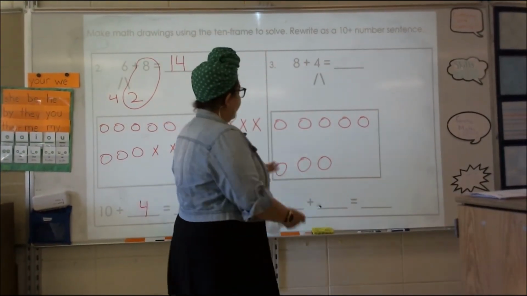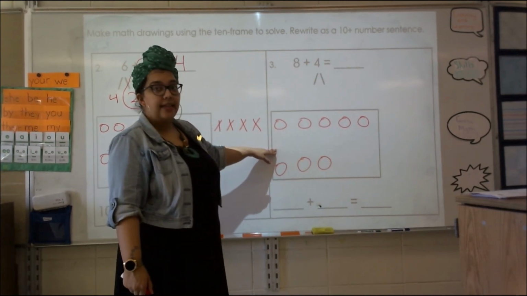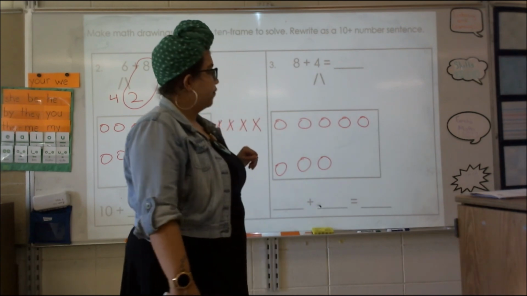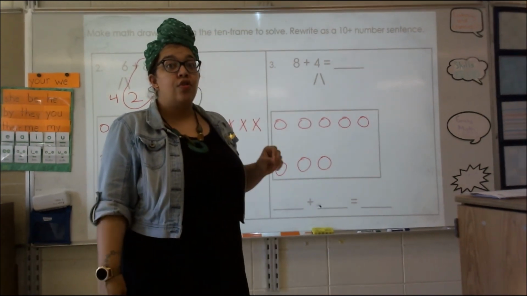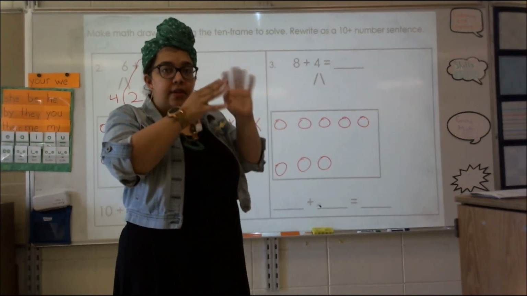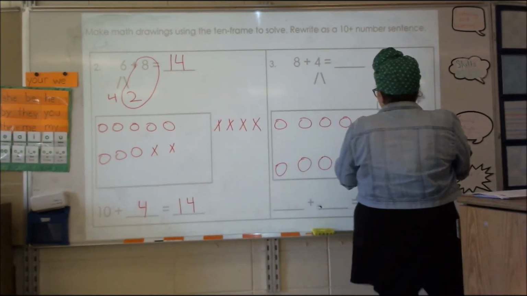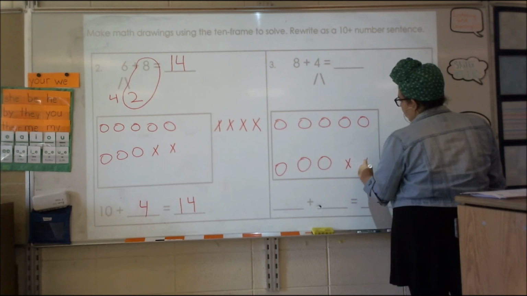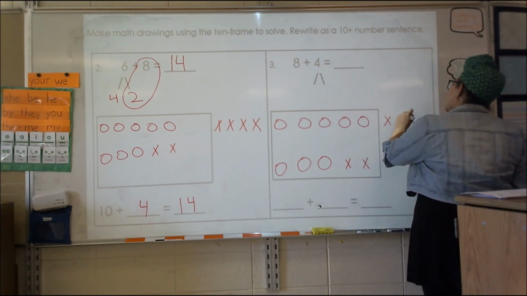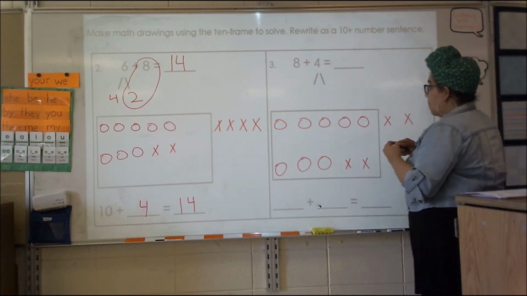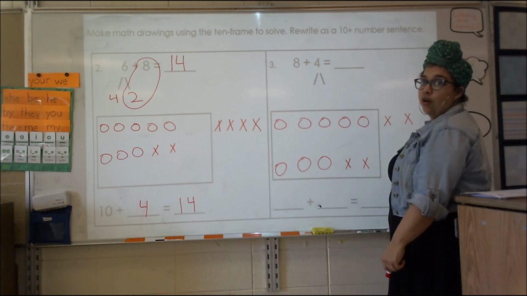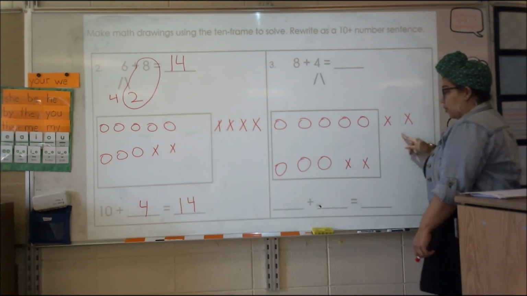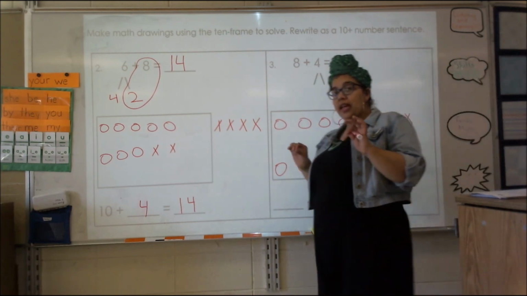All right, so yeah, we have the 8, and let's go ahead and draw our 4. Now remember, when we draw our pictures, we like to make full groups of 10. So we're going to finish this 10 frame. We're going to fill it out. So 1, 2, 3, 4. My picture now represents my number sentence of 8 plus 4. So 8 circles and 4 X's. My picture shows 8 plus 4.